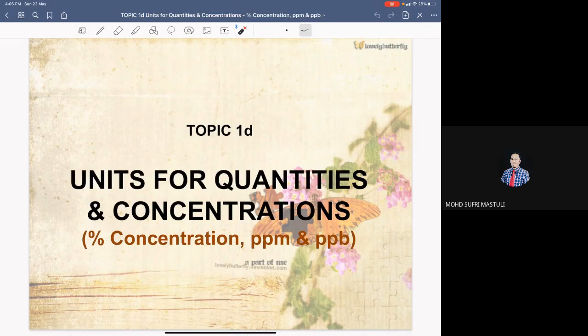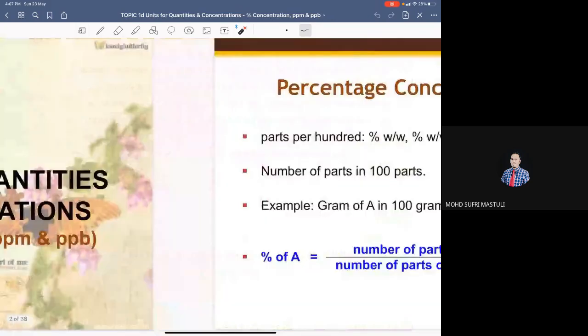In this video, we will continue our learning on topic 1, units for quantities and concentration. I will be talking about the percentage concentration, ppm, and also ppb. This is another way to express the unit of concentration. In the previous video, we talked about molarity and normality as ways to express the concentration of a solution.